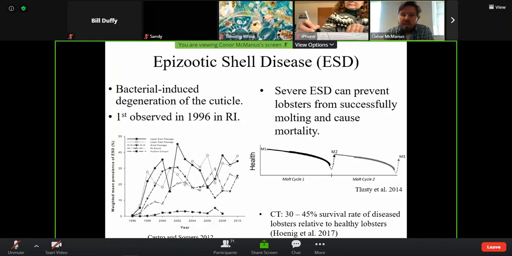And then more quantitatively, in some monitoring programs like in Connecticut from the Millstone Lab, researchers have found that roughly 30 to 45% of the lobsters with disease survive compared to those without disease.